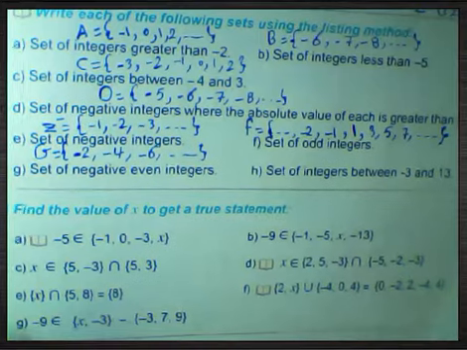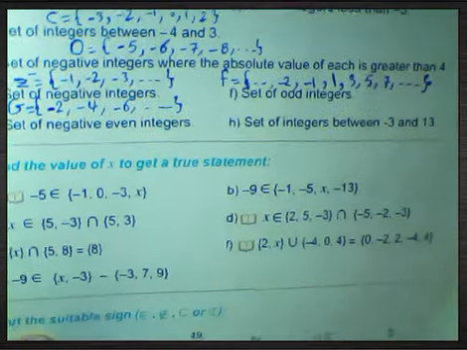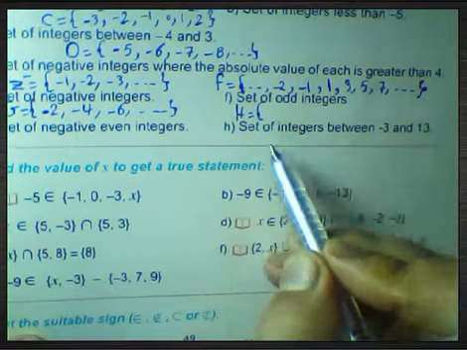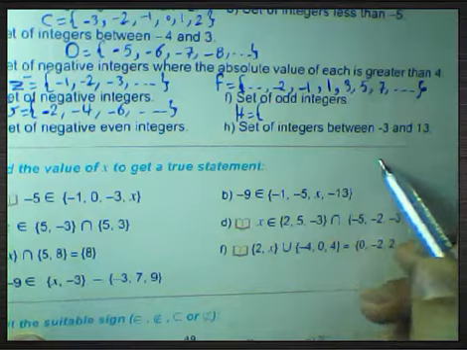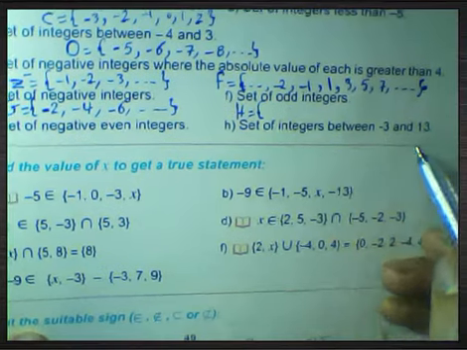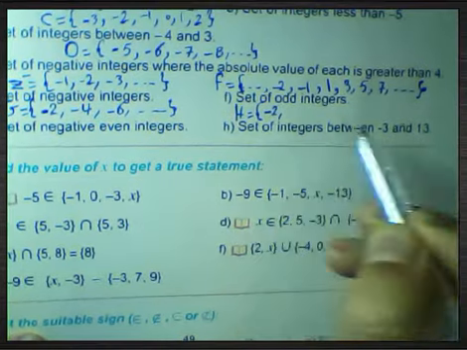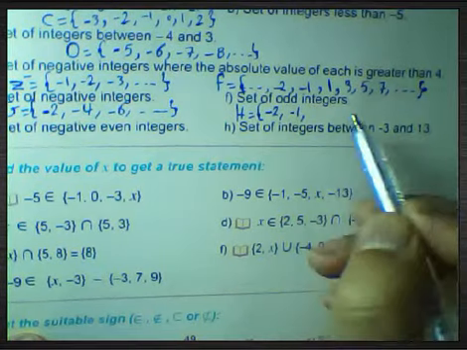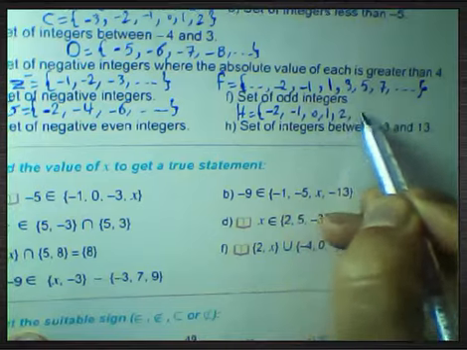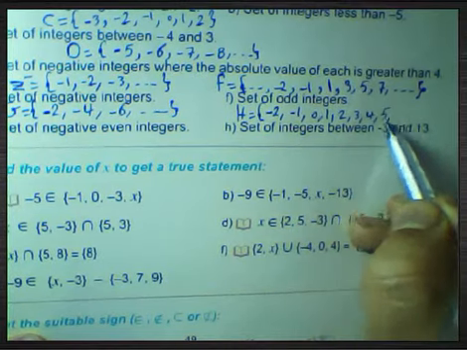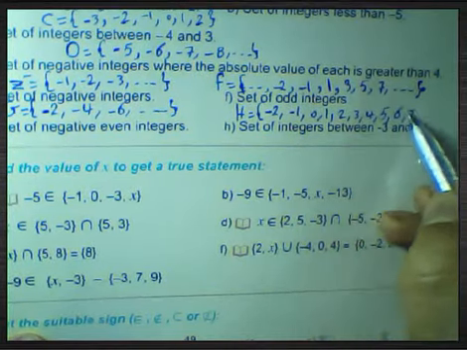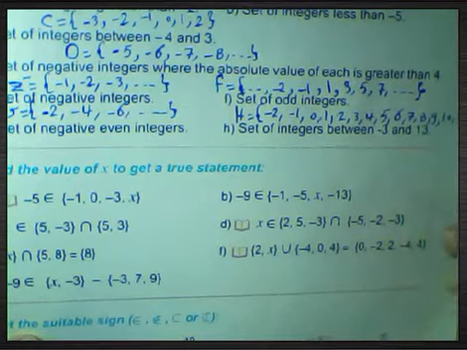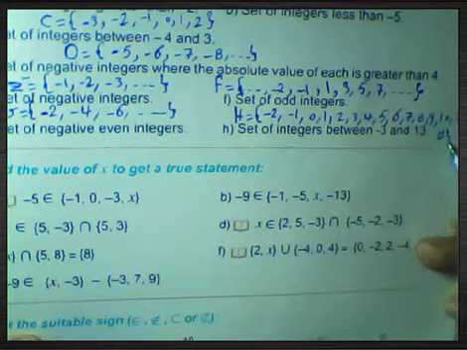Set of integers between -3 and 13. We can count from -3 to 13: -2, -1, 0, 1, 2, 3, 4, 5, 6, 7, 8, 9, 10, 11, and 12.